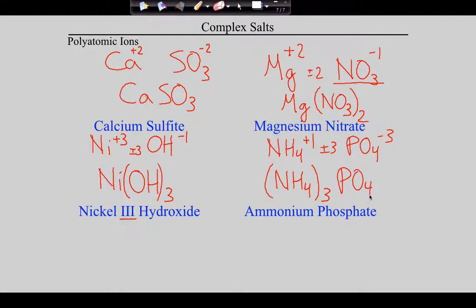Phosphate is PO4. So what we just wrote on the board represents one phosphate. If we needed more, we would put it in parentheses. But because we only need one phosphate, we do not put that in parentheses, and this then would be ammonium phosphate. So there you have it. This is the process of writing chemical formulas for complex salts from the names.